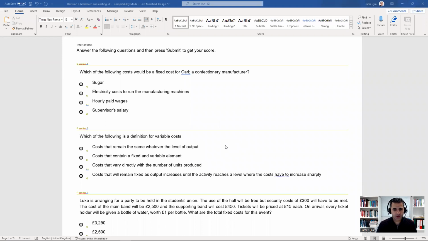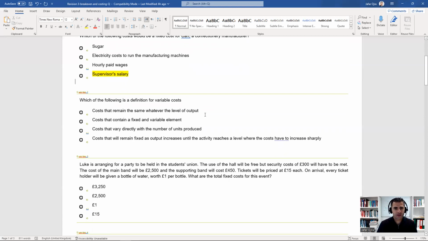So now let's move to more questions to practice. First question: which of the following costs would be a fixed cost for a confectionery manufacturer? Total fixed costs do not change with the production change. Sugar, electricity costs to run the manufacturing machines, and hourly paid wages are all variable costs. The only fixed cost is the supervisor's salary.